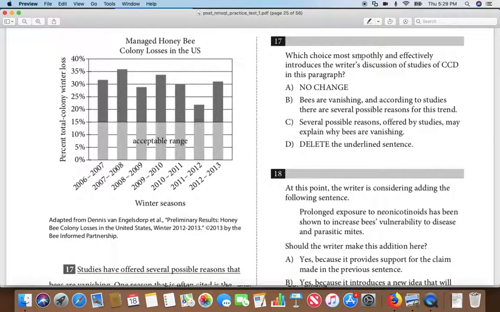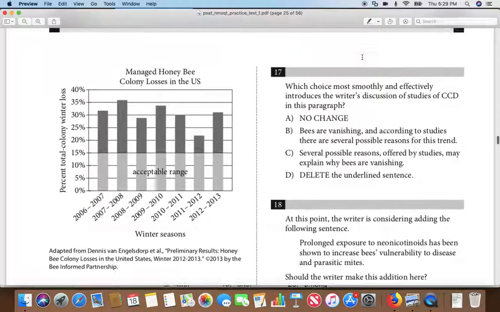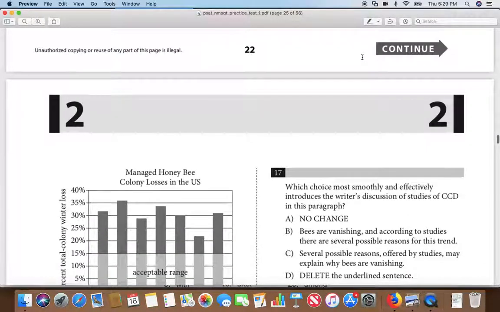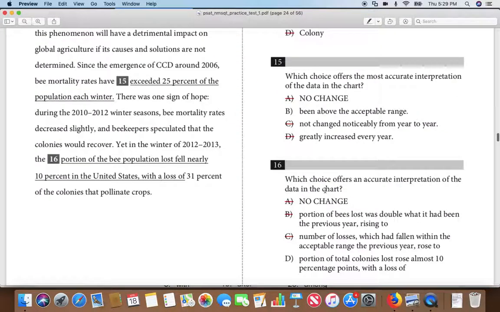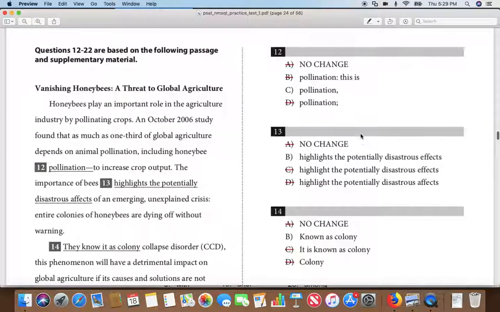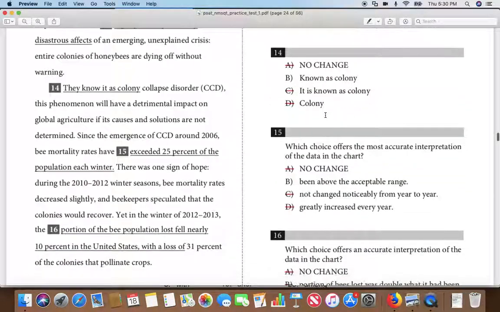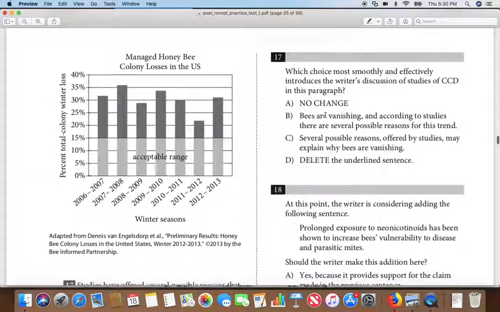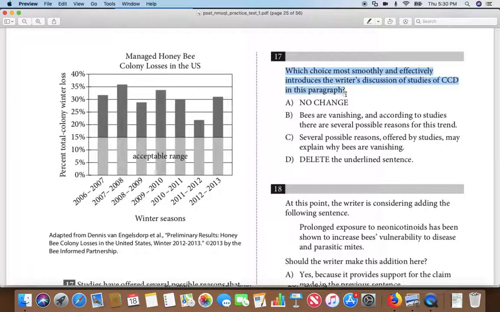Here's the deal: they're asking you a specific question. Compare number 17, where they're asking which choice most smoothly and effectively introduces the writer's discussion of CCD in the paragraph, to question number 14, where it's just answer choices. There's no question there. Do you see that? Yes. You know they're testing you on a rule for 14 or 13 or 12. So you've got to think in terms of the rules. But when they ask you a specific question like this one, you just have to answer the question.